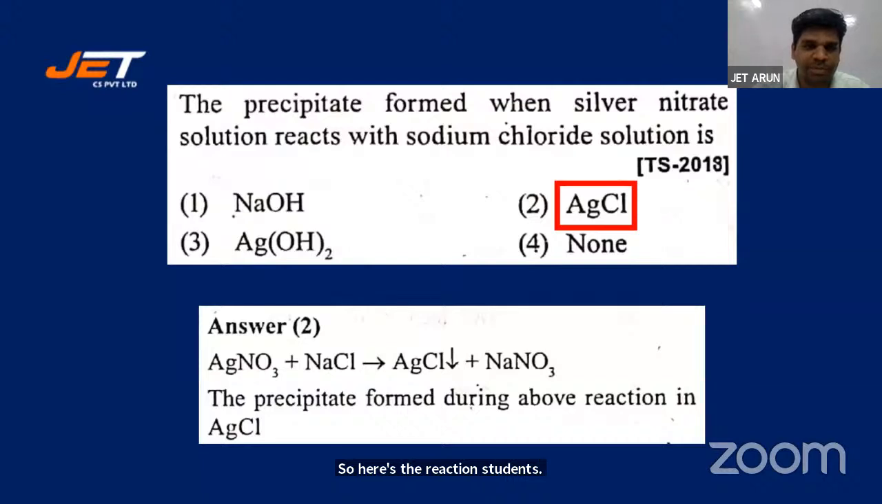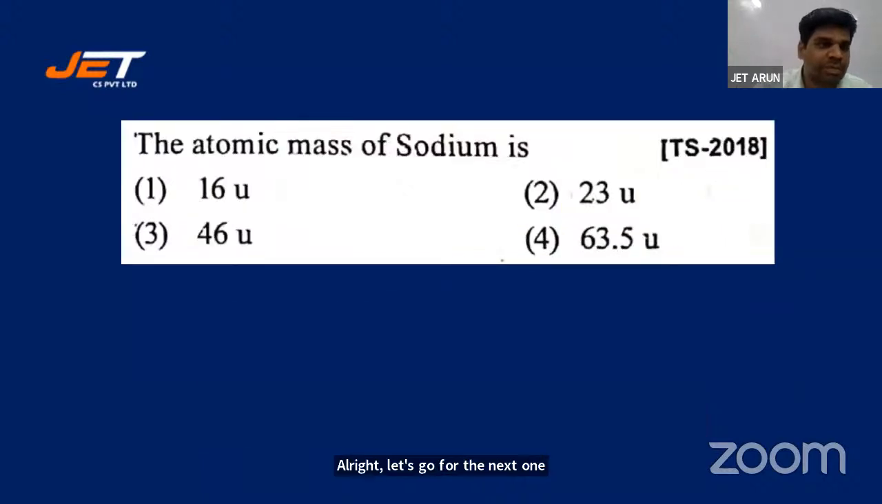All right, let's go for the next one. Here's the next question. The atomic mass of sodium is 16 units, 23 units, 46 units, 63.5 units. Okay. Quick responses again. And almost all are answering it is 2. One of your answer is 1. Let's look at the key. 2 is absolutely right, students.